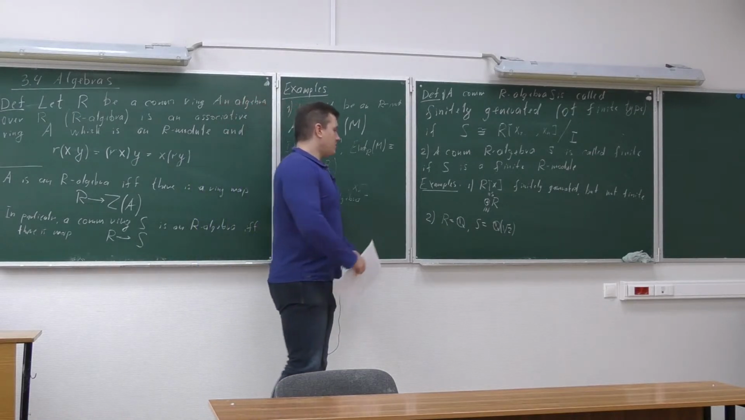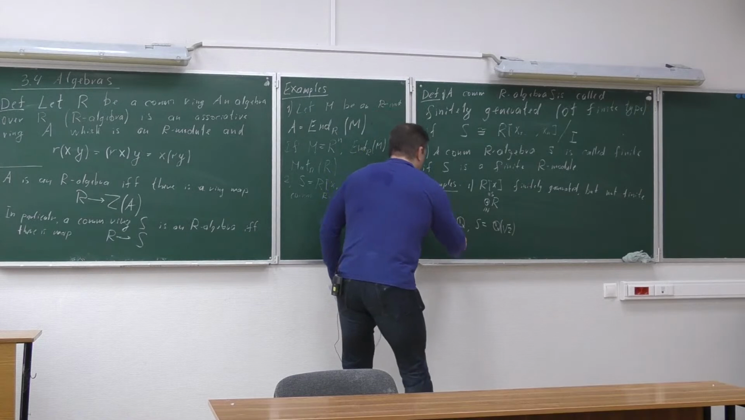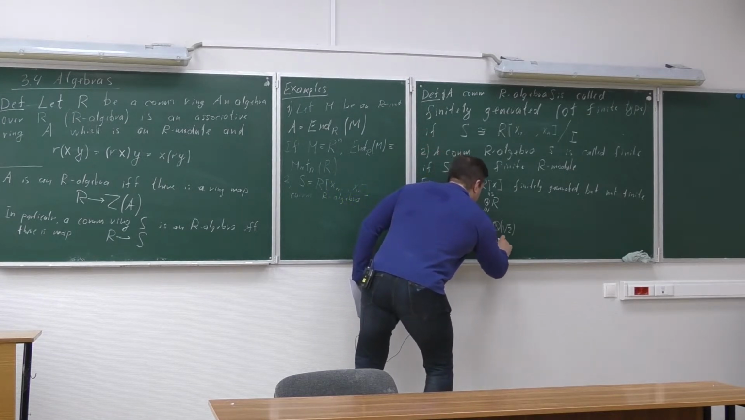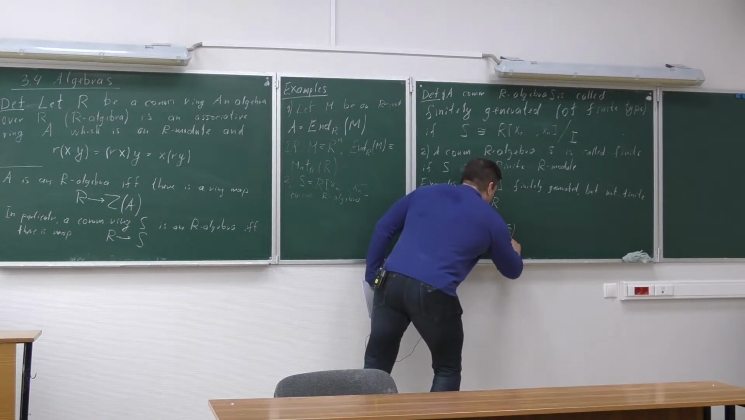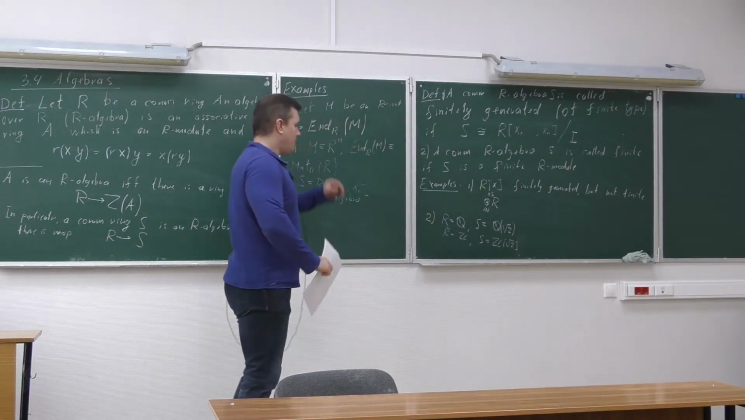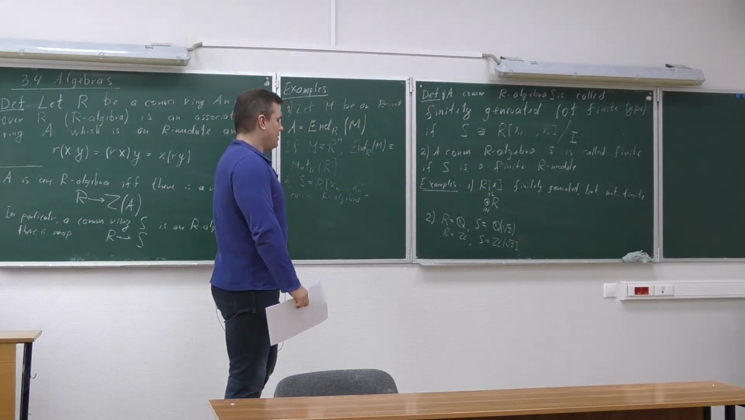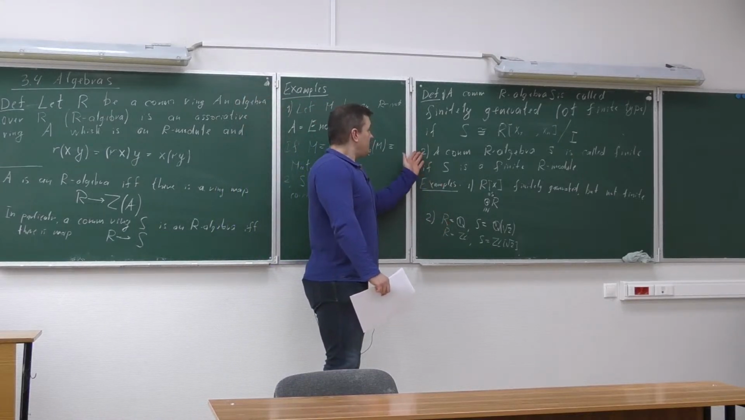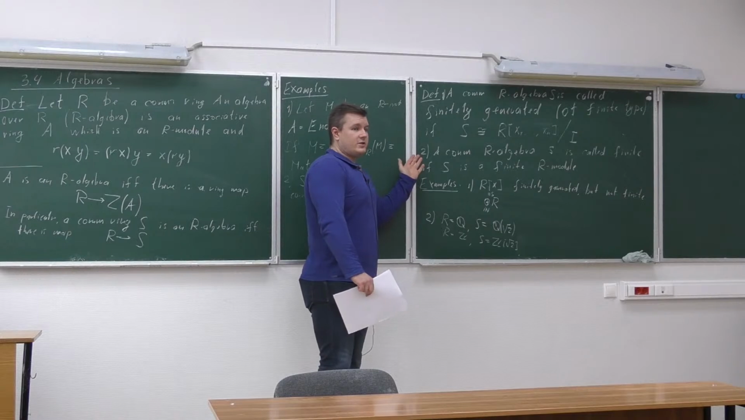And you can, for example, generalize this as follows. You can take R to be, say, the integers, and S, again, take the integers and then adjoin the square root of 2. There S is finitely generated and finite. So this is finite. And you can notice that every finite algebra is in fact finitely generated.